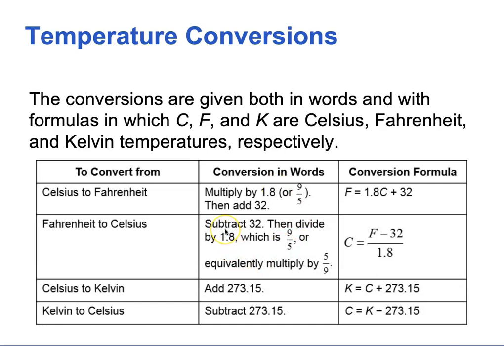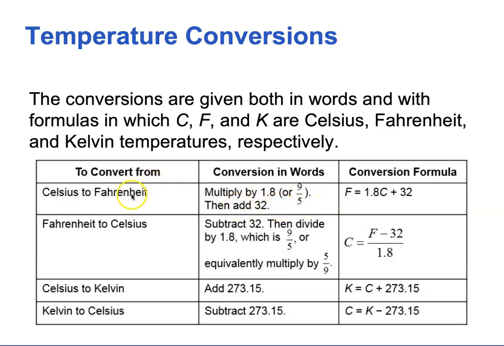They also have formulas that you can use with your Celsius, Fahrenheit, and Kelvin. The C stands for Celsius, the F stands for Fahrenheit, and the K stands for Kelvin, respectively. These are in the order that they are also written. So in order to convert Celsius to Fahrenheit, they want you to multiply by 1.8, which is the equivalent of the fraction 9/5, and then add 32.